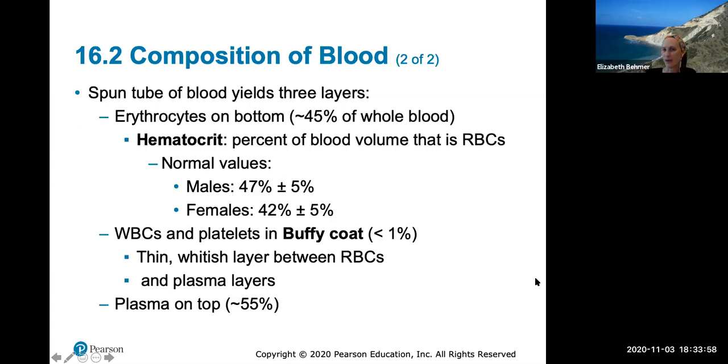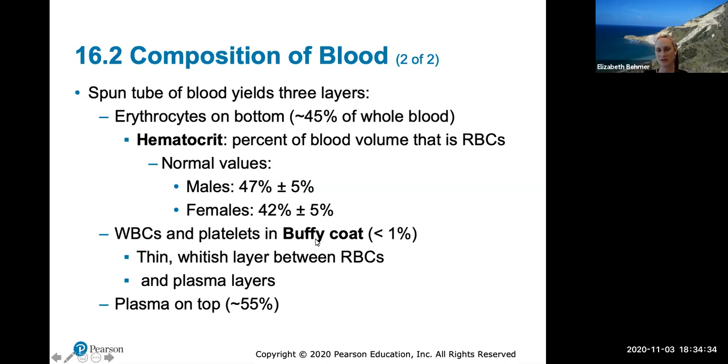So if we look at the composition of blood and we were to take a sample out of you and then spin it down really quickly in a centrifuge, we would get 3 different layers. The erythrocytes are the densest, so they would sink to the bottom, and they make up about 45% of whole blood. The hematocrit is a blood test that tests for the percent of blood volume that is red blood cells. So the hematocrit will always be a percentage. And here are the normal values of hematocrits. Females are slightly under males in their hematocrit values.